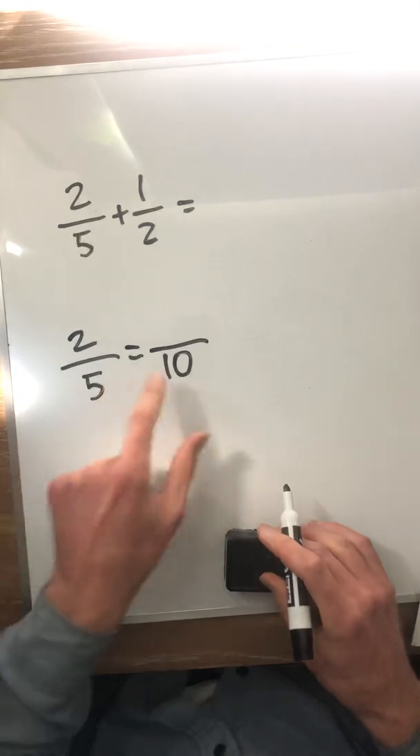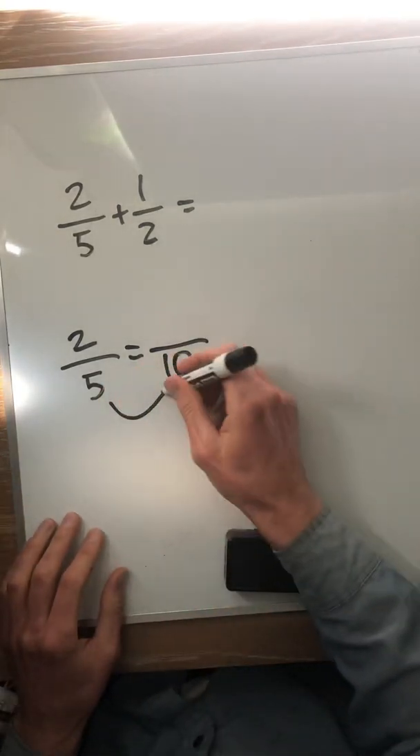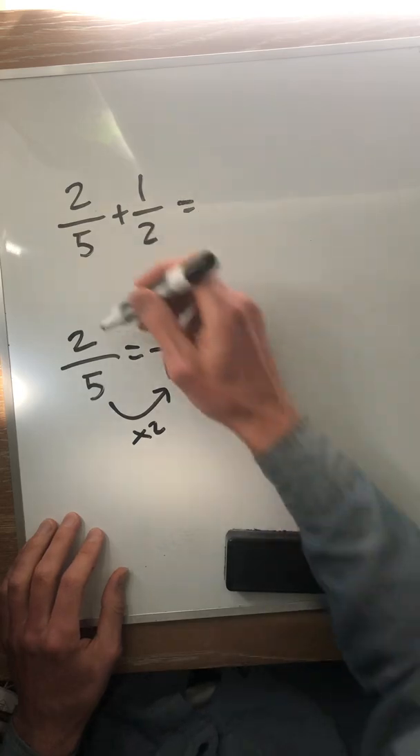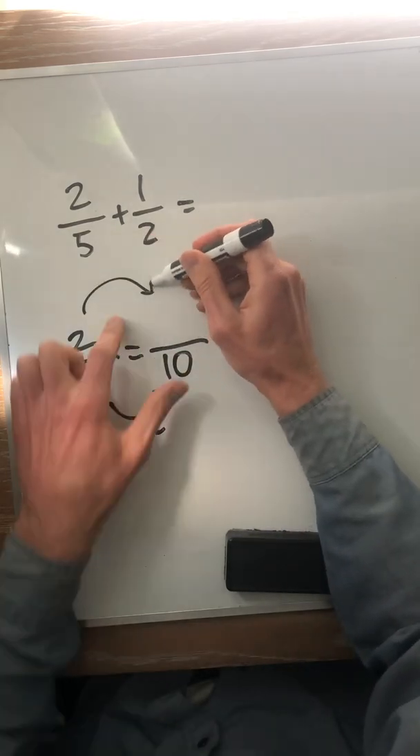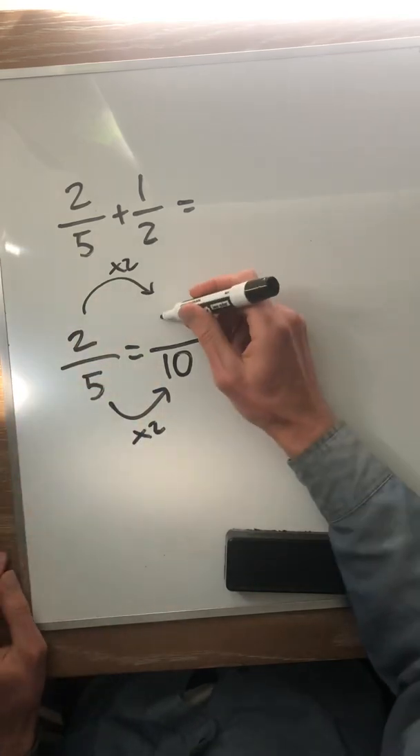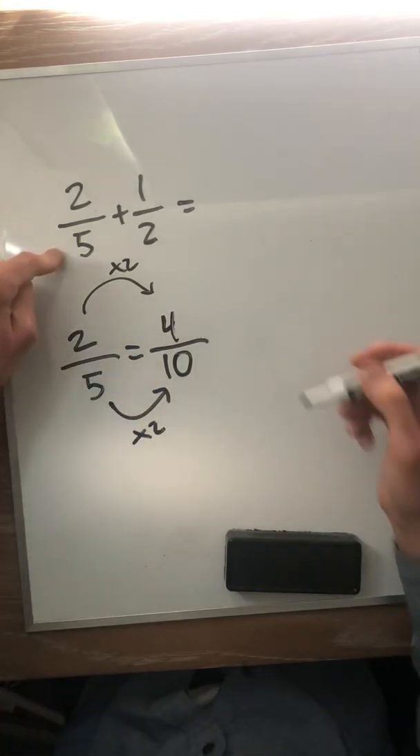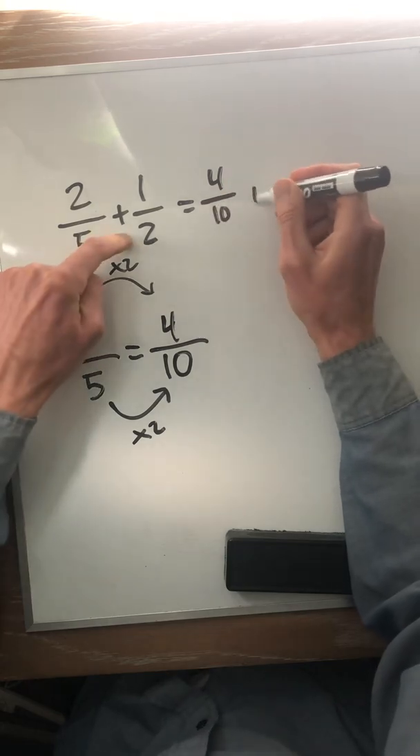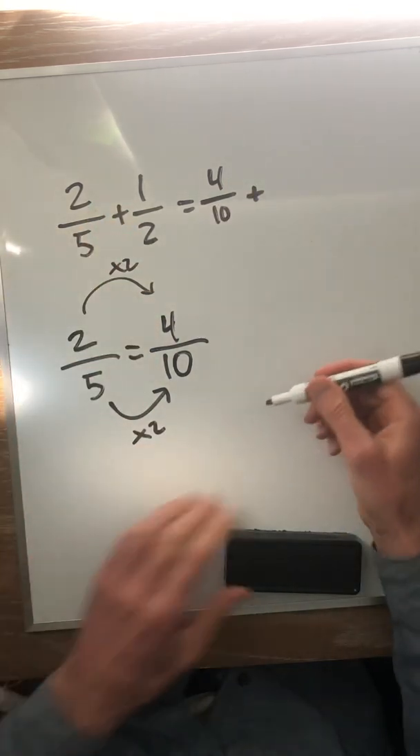Okay, we need to make 2/5 into tenths. So I doubled the 5 to get to 10, right? Remember, 5 times 2. So now whatever I do to the bottom, I do to the top. Whatever I do to the top, I do to the bottom. What's 2 times 2? 4/10. Okay, so I just solved it for 2/5. It's going to equal 4/10. And now I'm going to add 1/2 in tenths.